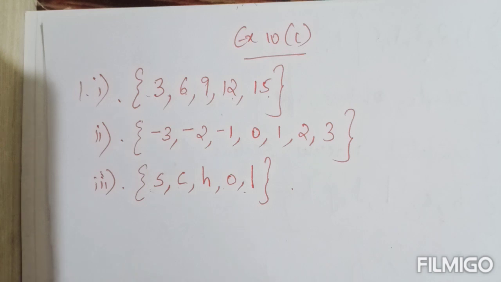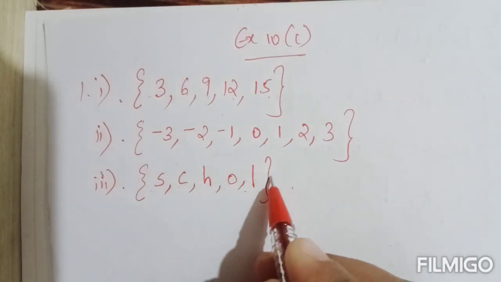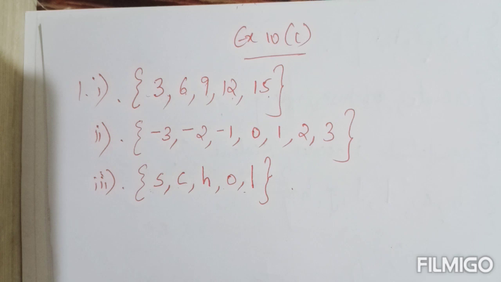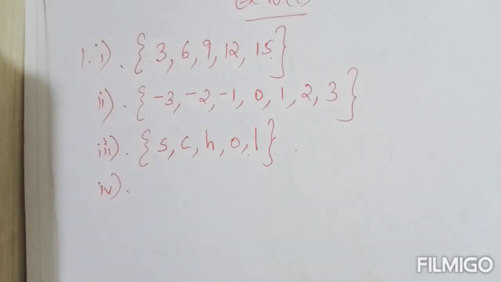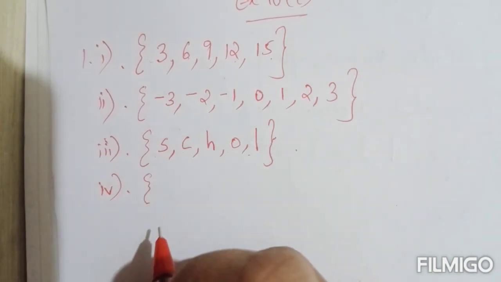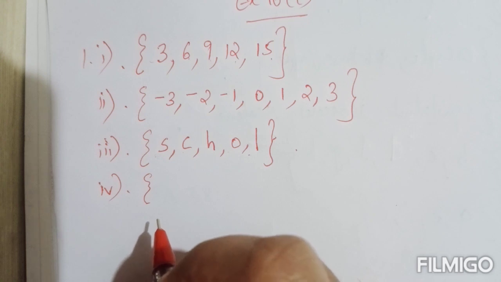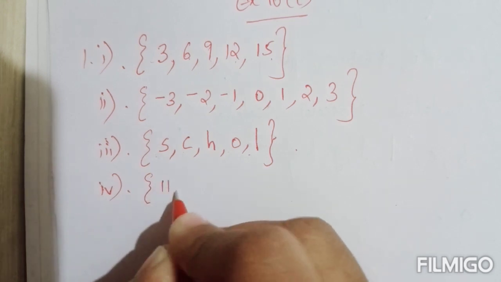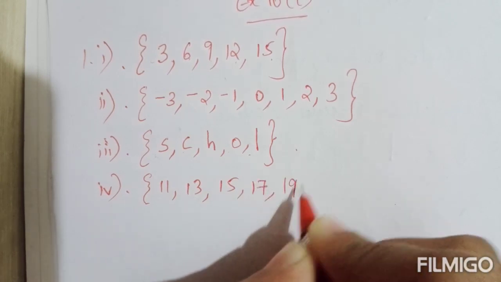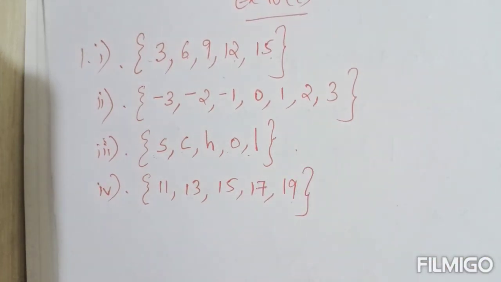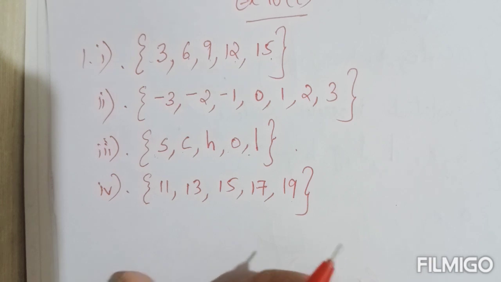S, C, H, O, L. This we can write inside curly brackets. Elements we can separate using commas. Now fourth one, set of all x such that x is an odd number between 10 and 20. So x is an odd number between 10 and 20. Between 10 and 20, which all odd numbers are coming, that you can list. So 11, then 13, 15, 17, 19. So this is that set in roster form.